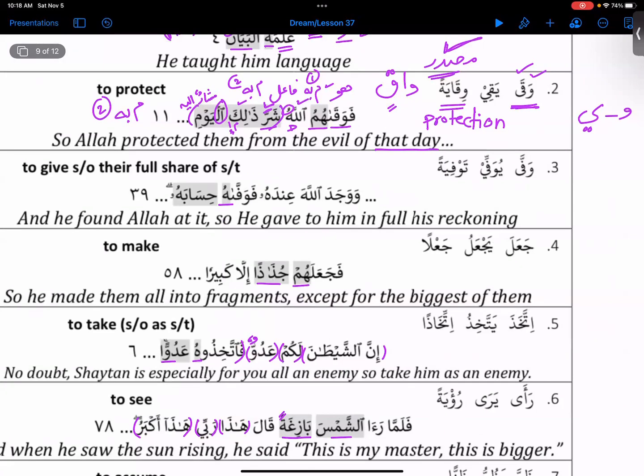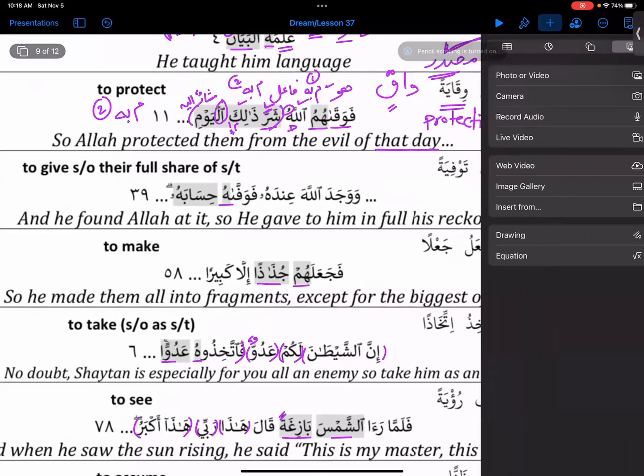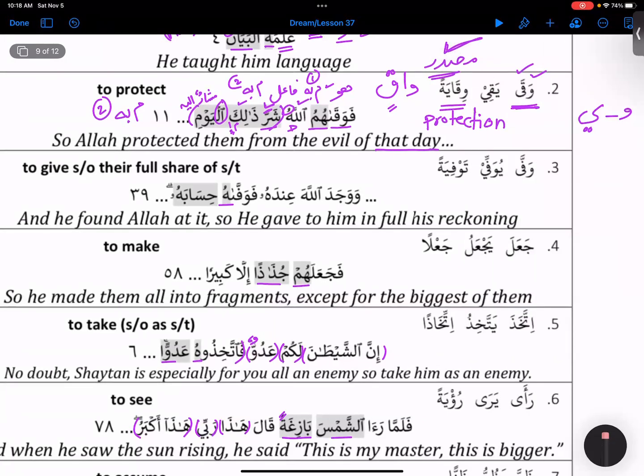Waffa, yuwafi. And again, it's the same as the previous one. It has waw, a weak letter, and then ya, a weak letter. That's why it's going to conjugate differently. So waffa, yuwafi is on the pattern of allama, yuallimu. See the shadda? This shadda tells me this is the allama yuallimu family. So waffa, yuwafi.